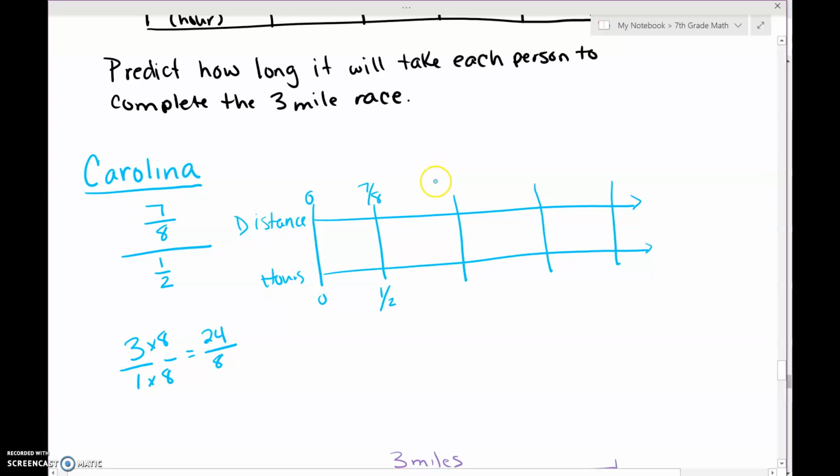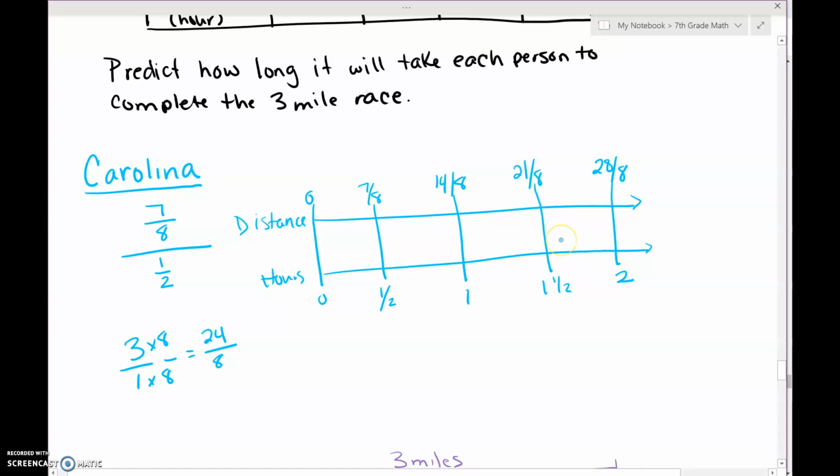So let's see. We had 7/8, 14/8. If we add 7 more, we get 21 eighths, and we add 7 more, we get 28 eighths. Okay, cool. We got that. So this is a half hour. This is another half hour. It's 1. This is 1.5. And this is 2 hours. So it would take her 2 hours to go to 28 eighths.